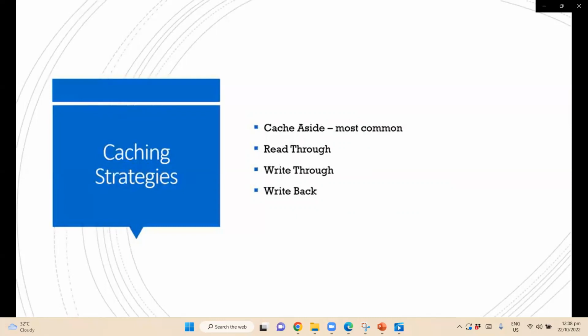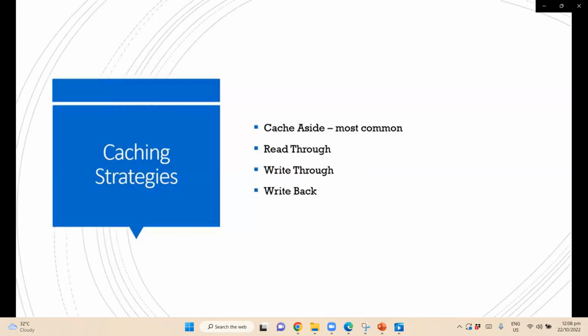So there's a couple different caching strategies. The first one I showed with the pseudocode is cache aside, and that's definitely the most common. Write through and write back are kind of interesting because they'd be more for a write heavy application. So with write through, to increase the amount of writes the database can handle, the cache is actually updated before the database.